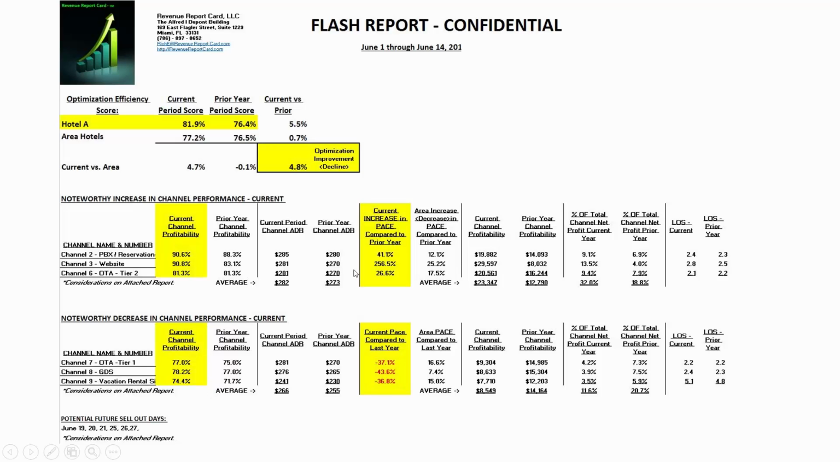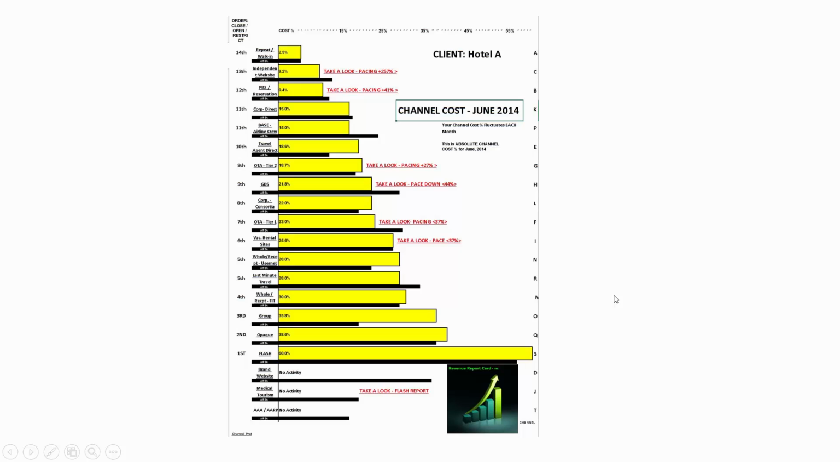There's a lot of great information here on ADR, on channel profitability, how much of the profitability, not how much of the gross reservation revenue, but how much of the profitability is taken by each of these channels, the length of stays, and so on and so forth. Now, these are reports. We only give you 3 reports, but these are the reports that build into that flash report. And what you're looking at is a neat little report, and it's the channel cost report.